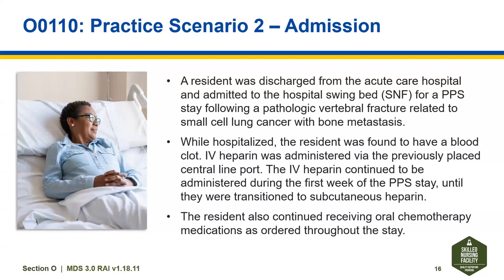Okay, so now let's look at another scenario. This resident was discharged from the acute care hospital and admitted to a hospital swing bed in a SNF for a PPS stay following a pathologic fracture related to small cell lung cancer and bone mets. While hospitalized, they were found to have a blood clot.